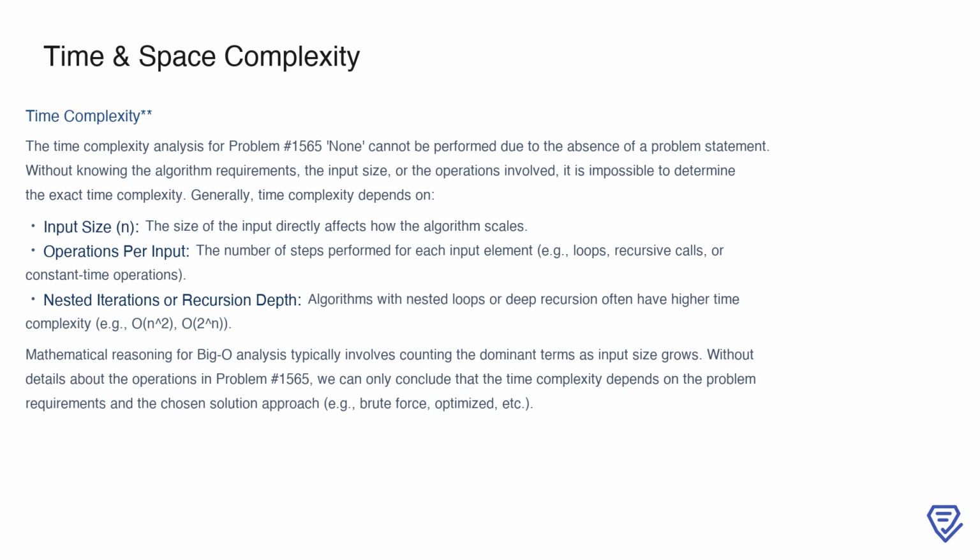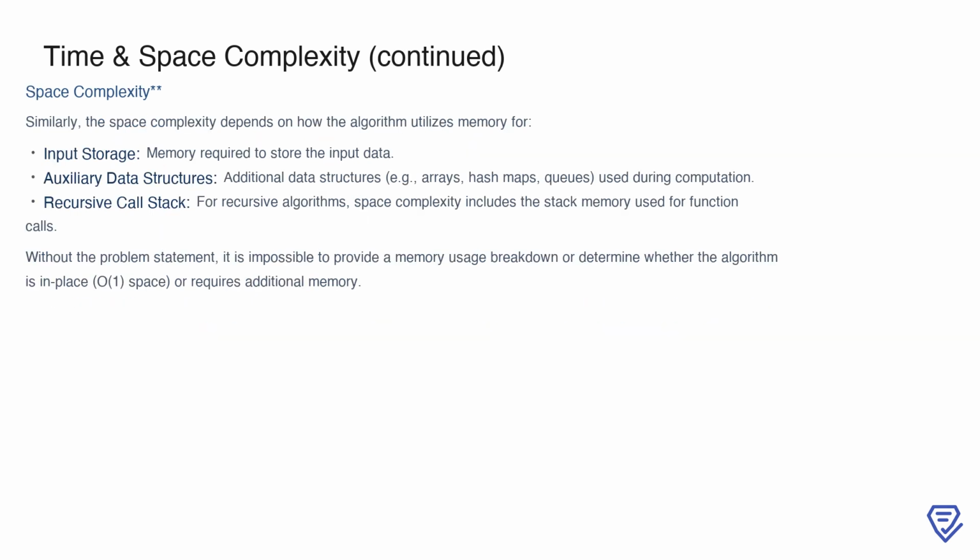The key is to focus on the dominant terms as the input size grows larger, which is the foundation of big O analysis. However, since problem number 1565 lacks specific details about the operations or input, we cannot definitively determine its time complexity, as it would vary based on the requirements and the approach used, whether that's brute force or an optimized solution. Space complexity evaluates how much memory an algorithm requires as it processes the input.